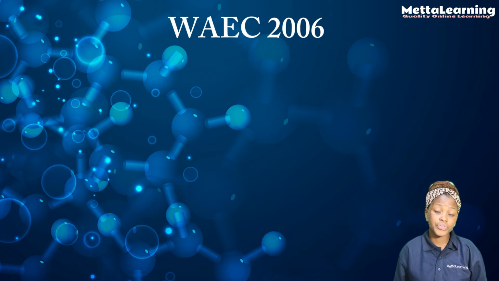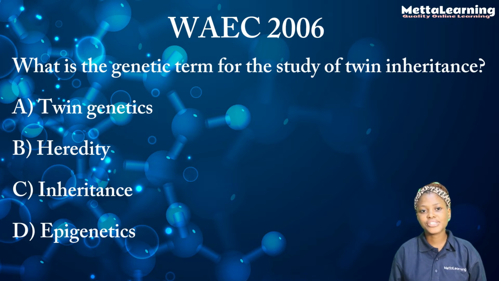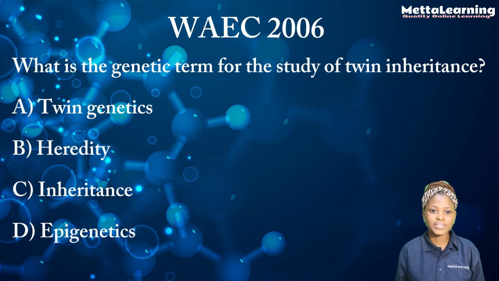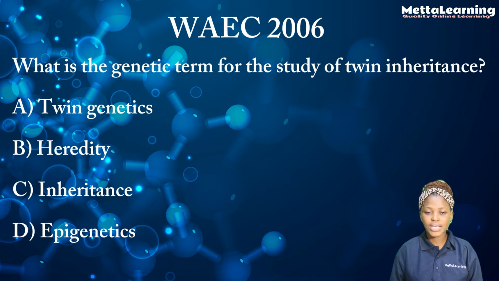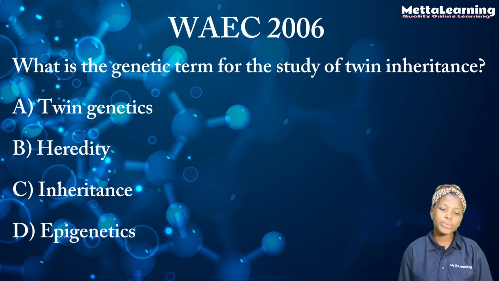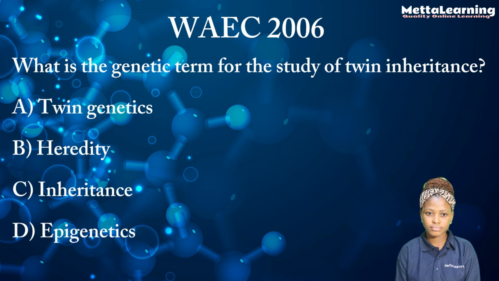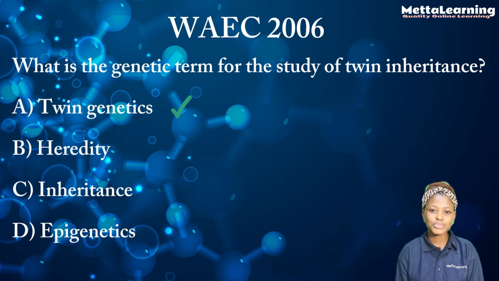2006, objective question 15. What's the genetic term for the study of twin inheritance? Option A, twin genetics. Option B, heredity. Option C, inheritance. Option D, epigenetics. Option A is the correct answer, twin genetics.